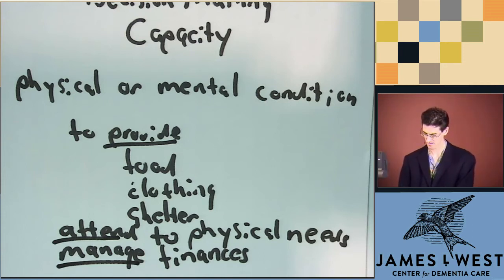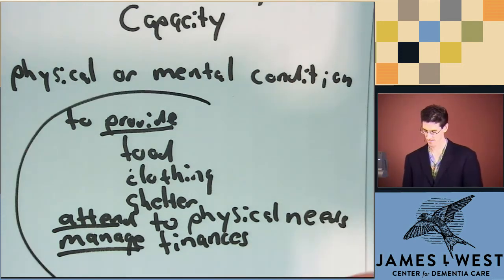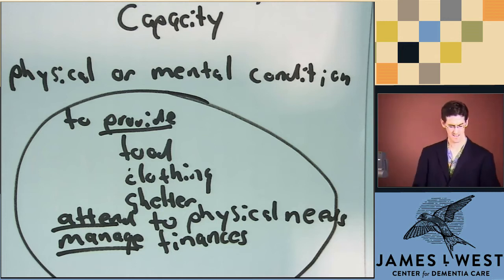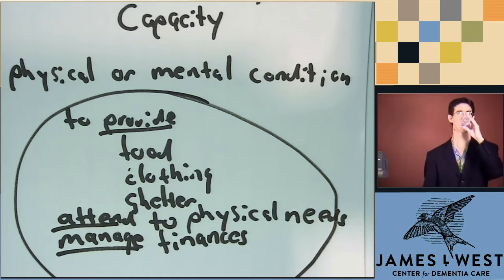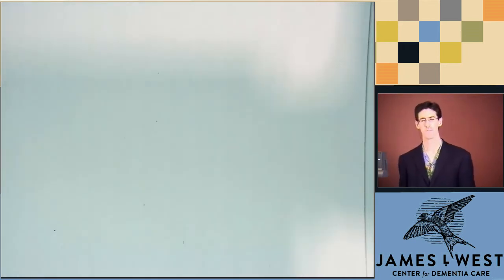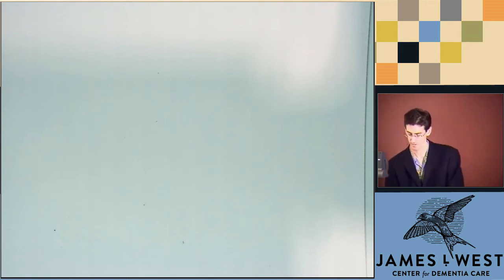Then that brings us down to how do we determine if they're able to provide food, clothing, shelter, attend to physical needs, or manage their finances? And so how do we determine this? This brings us to the idea of doing functional assessments. You can ask yourself, what might be the best way to assess functional abilities? And there are 4 general ways that functional abilities are assessed.